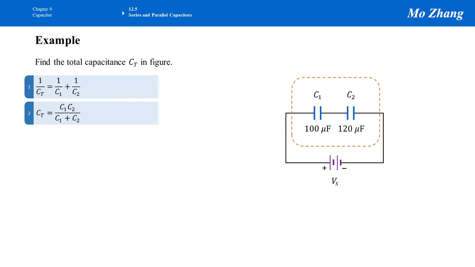Plug in the numbers. It's 100 microfarad multiplied by 120 microfarad divided by 100 microfarad plus 120 microfarad. Punch these numbers into the calculator. I got 54.55 microfarad.